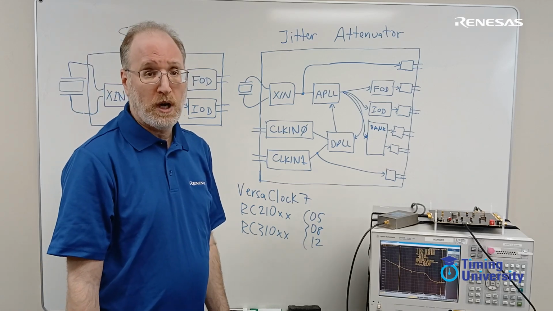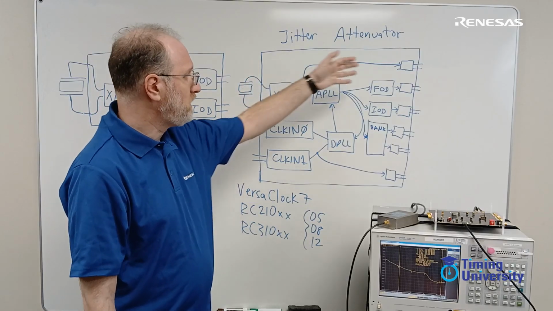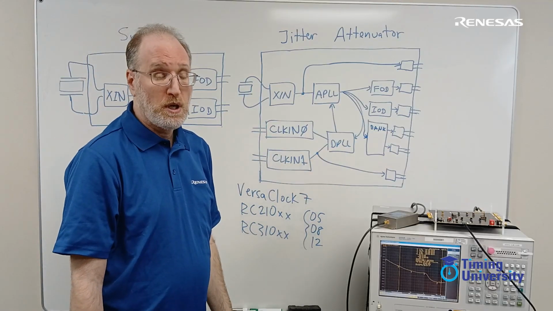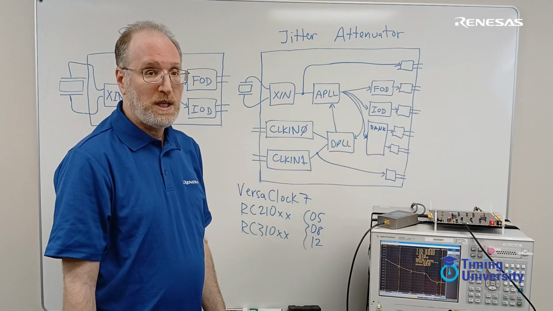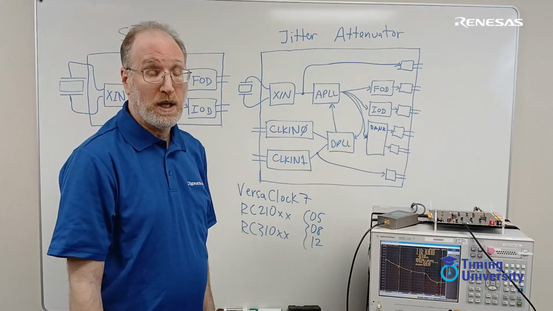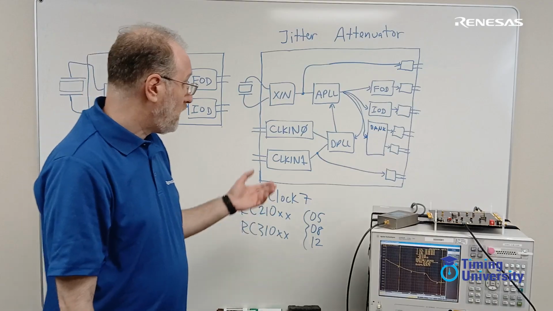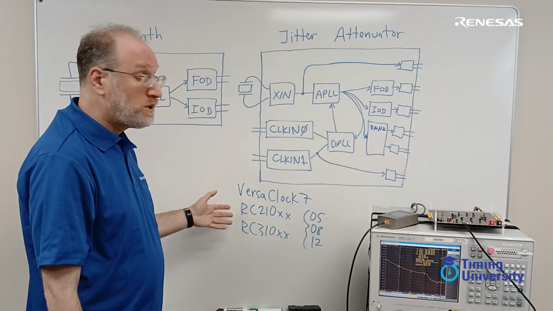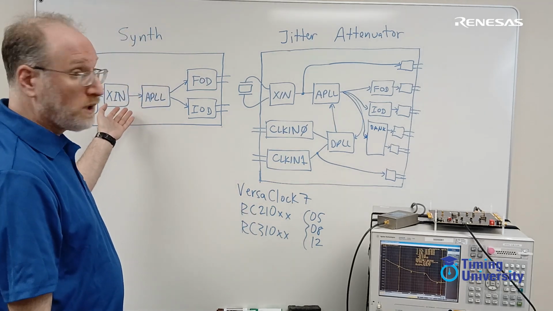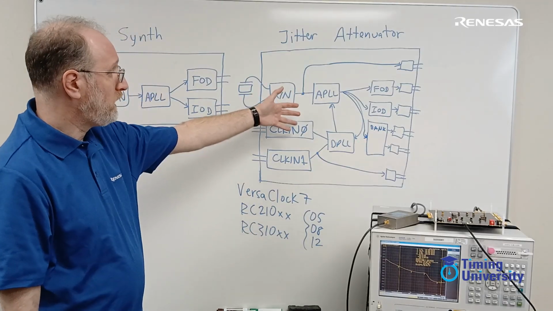One other feature of the VersaClock 7 that I want to mention is the bypass path. So you can go directly from X-in to certain outputs, and you can go directly from clock-in to certain outputs. So these two give you the flexibility to add these extra signals that bypass the APLL and DPLL for certain designs. The VersaClock 7 has two different sets of variants. The RC210, which is a synthesizer only, like this, and the RC310, which is synthesizer or jitter attenuator, which looks like this.